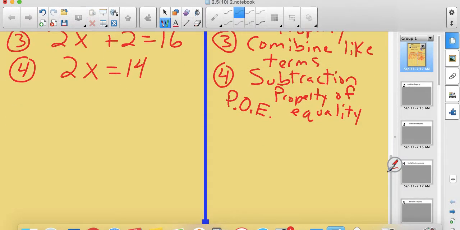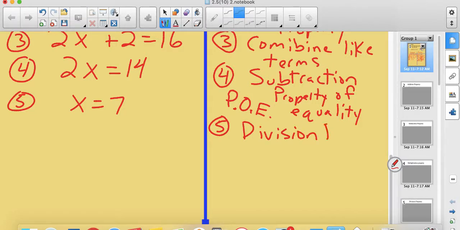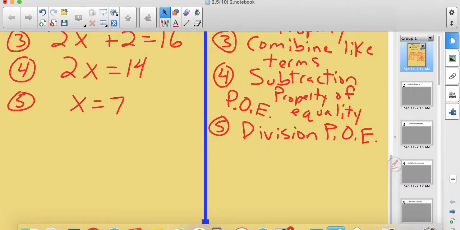And then the last thing we do, we got to get rid of that times 2. So we divide both sides by 2. We get x equals 7, just like we were supposed to. Our reason, what did we do? How do we get rid of that 2? That was your division property of equality. Right? And formally, that's what a proof is going to look like.